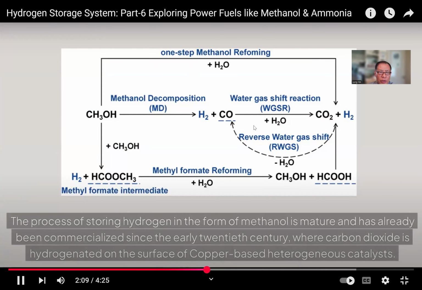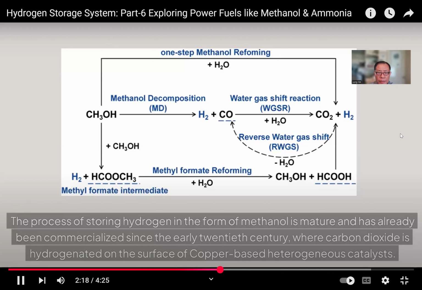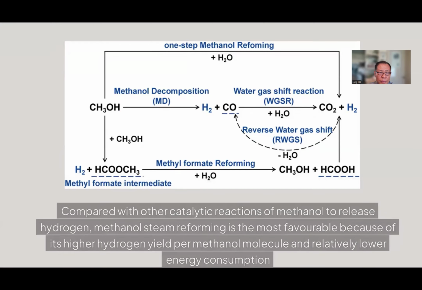The process of storing hydrogen in the form of methanol, and also methanol reforming, occurred in the 20th century, where carbon dioxide is hydrogenated on the surface of copper-based heterogeneous catalysts. Compared with other catalytic reactions of methanol to release hydrogen, methanol steam reforming is the most favorable because of its higher hydrogen yield per methanol molecule and relatively lower energy consumption.